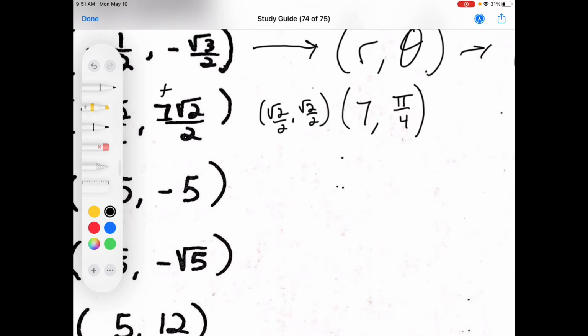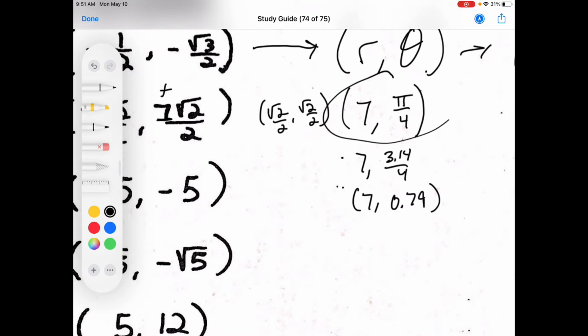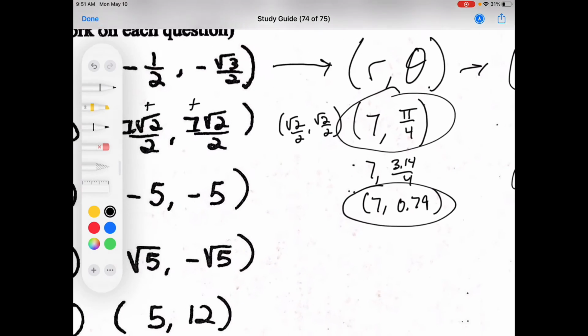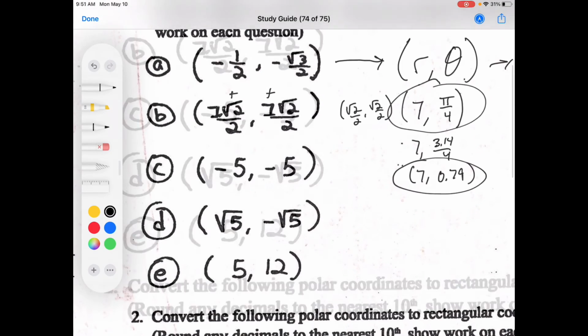Or if you wanted to make it a decimal, you could. It's 3.14 divided by 4. So you could say 7, 0.79. So either one of these would be fine. All right, now let's look at number 3.